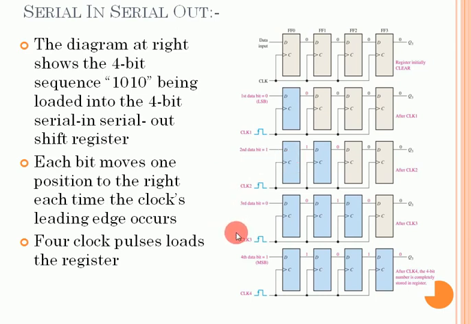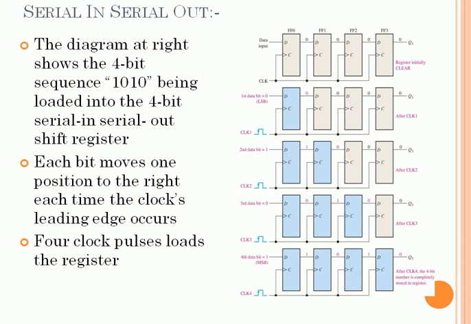And when we provide clock pulse number 3, at the third clock pulse, the next bit will be ready to be shifted in. Now this 0 will be loaded in the next flip-flop, and this 1 will be loaded in this flip-flop, and this 0, the third bit, is now being loaded into the first flip-flop.